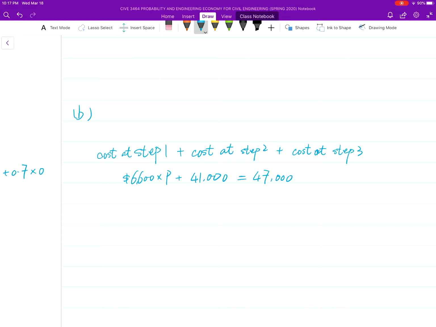Then we can move things around. So P basically equals 6,000 divided by 6,600, and that gives us 0.91. Only if the chance of bad weather is as high as 0.91, a 91% chance of bad weather, do we need to worry, and then we're going to lease with insurance. Otherwise, we will not. So that's the point where we break even.